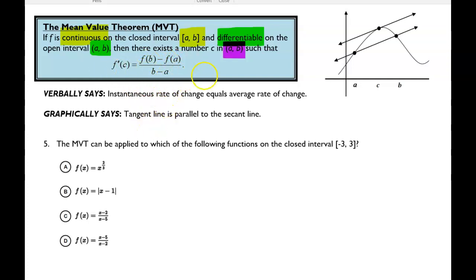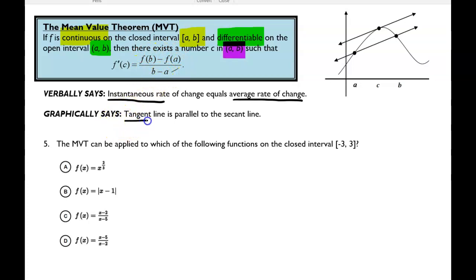Now that might look a little bit confusing, so let's break down what it means. Verbally, it means that the instantaneous rate of change is equal to the average rate of change. We talked about that earlier, way back in Unit 1: instantaneous rate of change is your derivative, equal to the average rate of change. You'll also notice that's our slope formula.